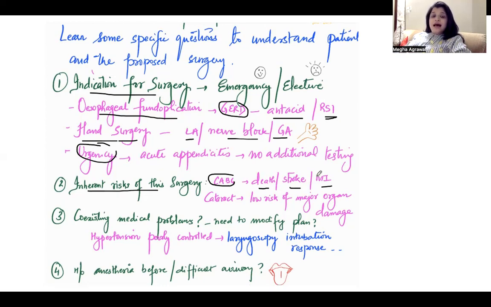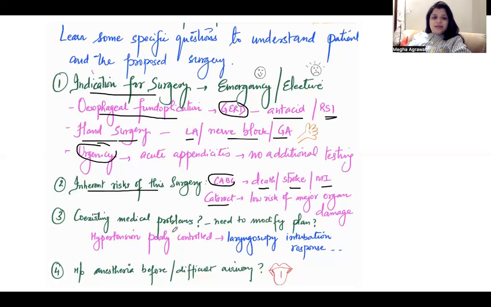So the patient has the full right to know about his disease, about the surgical procedure, about the risk associated with the surgery, so that he can take the responsibility, he can take the decision. And then a surgery like cataract is very low risk. So there is no risk of any major organ damage. So everyone should know how risky the procedure is. So it is their right.